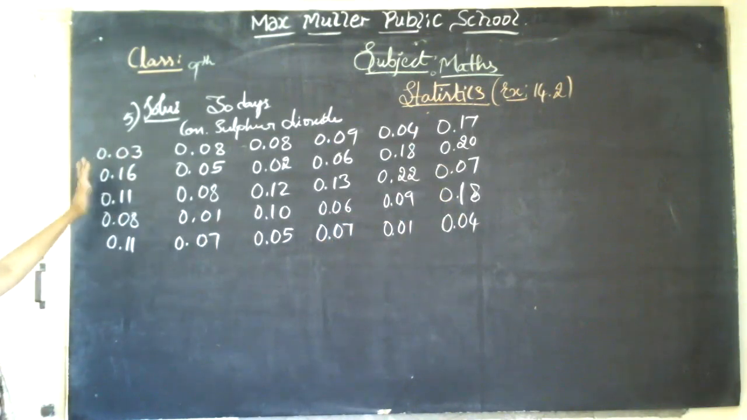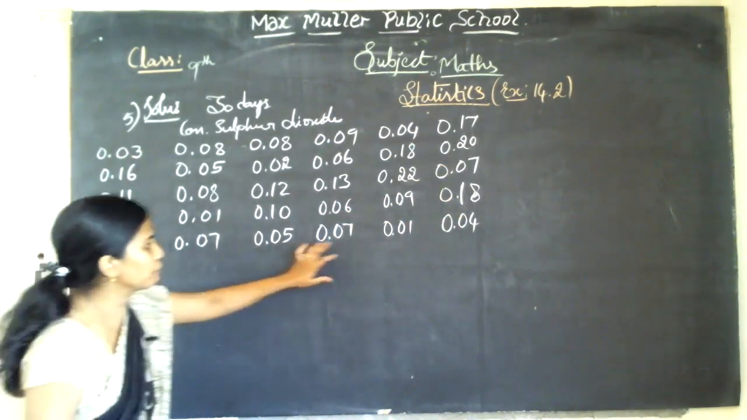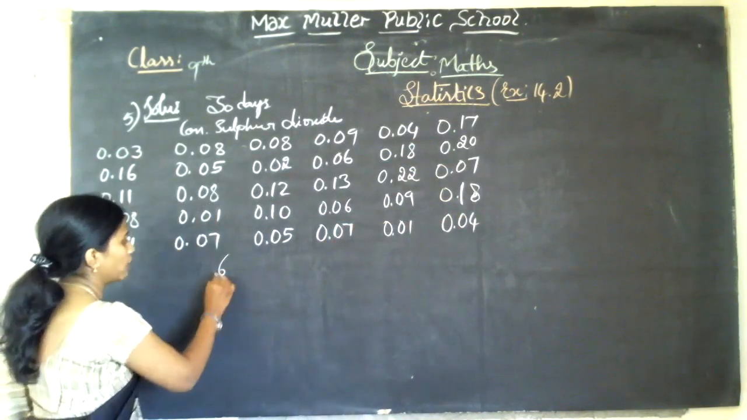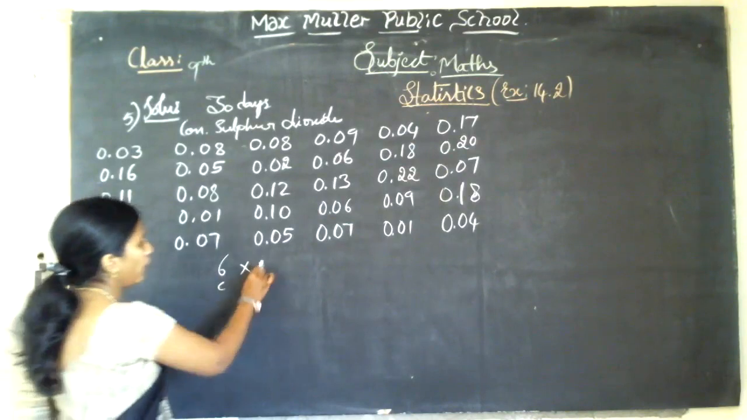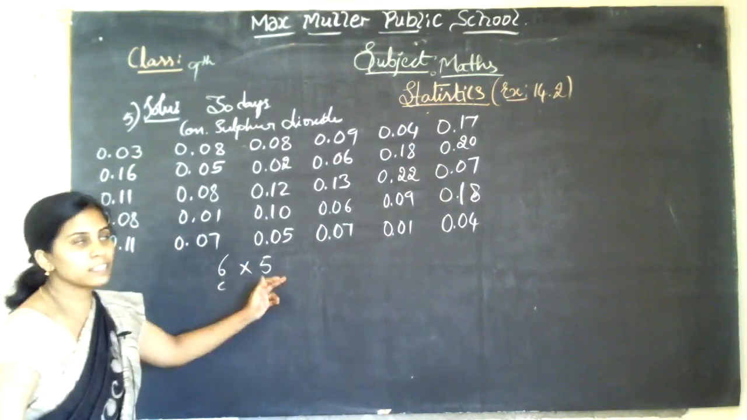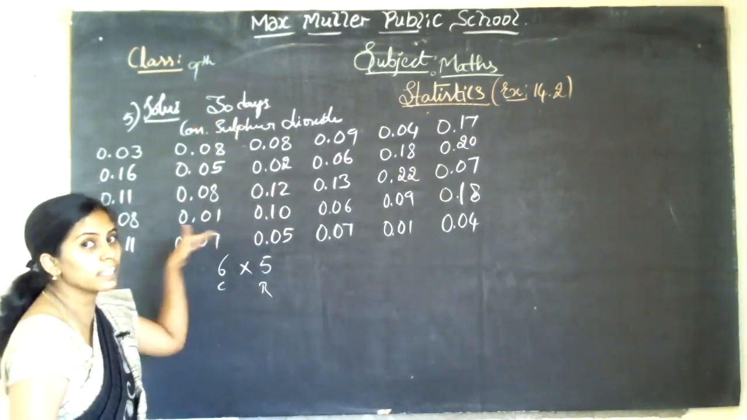So, how to verify whether you have written the total number of days? As I told you, how many columns are there? 1, 2, 3, 4, 5, 6. So 6 columns. And how many rows are there? 1, 2, 3, 4, 5. 5 rows. 6 5s are 30. So you have written 30 numbers.